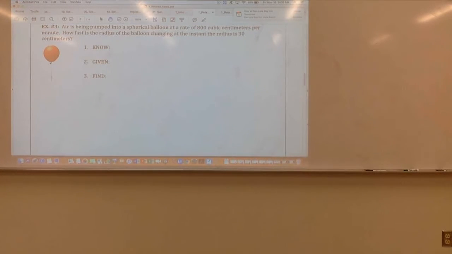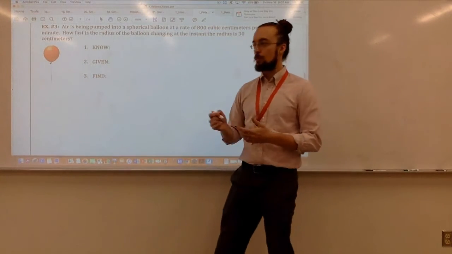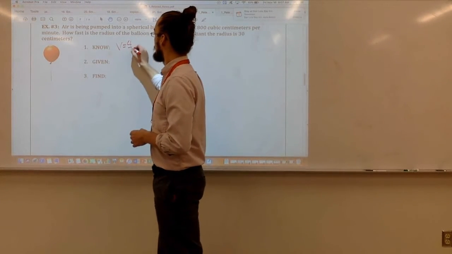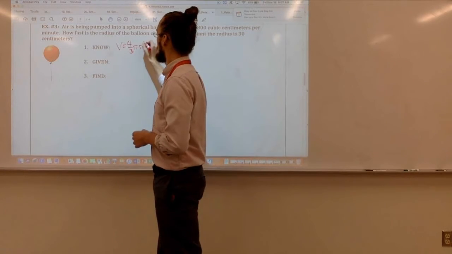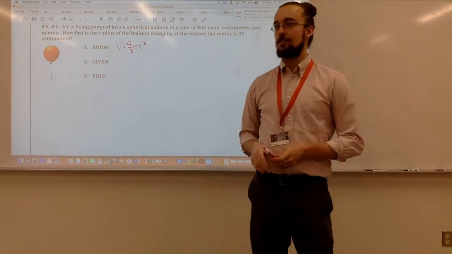Volume of a sphere. Yeah, so we want volume of a sphere. What is the volume of a sphere? V equals 4 divided by 3 pi r, 4/3 pi r cubed. It's on the other sheet.